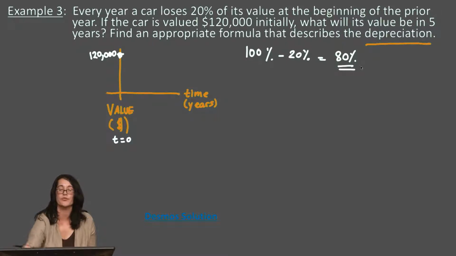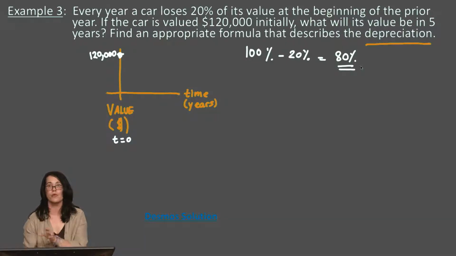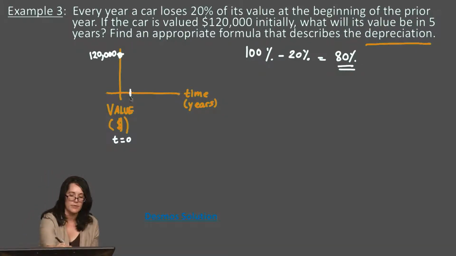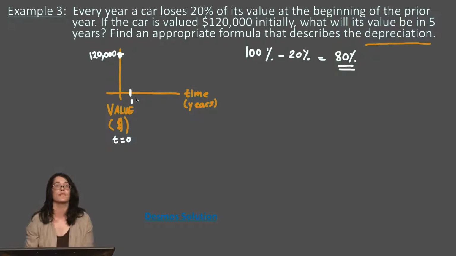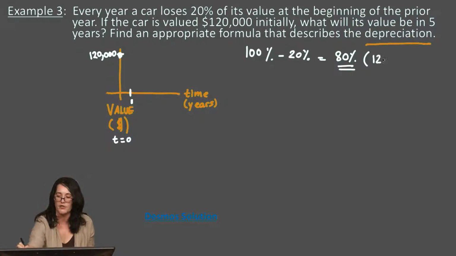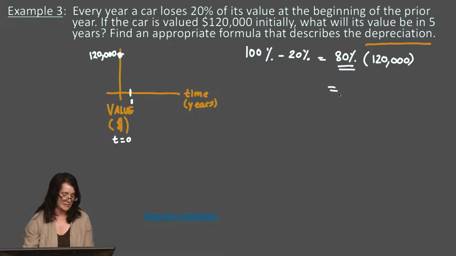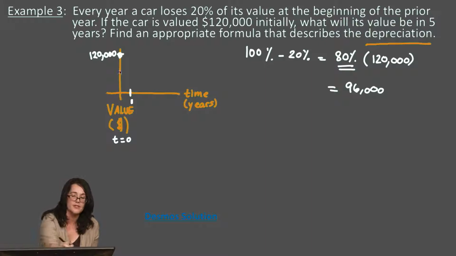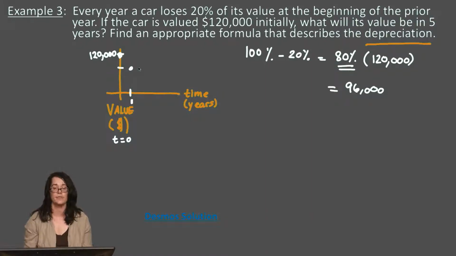So in other words, what we're saying is your car is now only worth 80% of what it used to be worth. So for example, after 1 year, what is 80% of 120,000? What do we get there? 0.8 times that number, right? You're going to get your answer there. That answer is going to be like 96,000, right? That answer is going to be this output right here, that y value. That's your new value, okay?